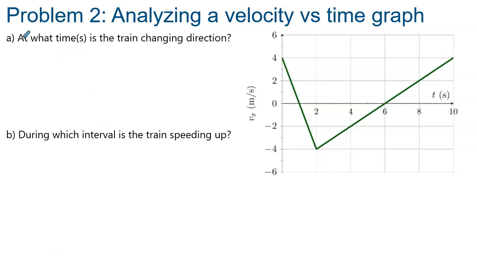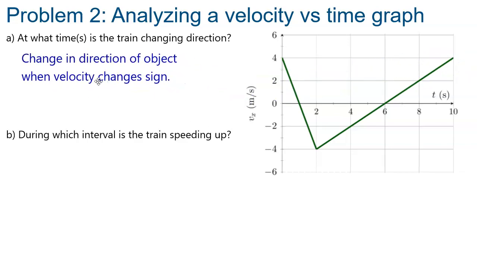So part A, at what time is the train changing direction? Here we have a velocity versus time graph. You can see that the velocity is initially positive, but then it becomes negative for a little while before becoming positive as well. When you look at the velocity versus time graph, every time you have a change in direction of the object, this corresponds to a moment where the velocity will change sign.